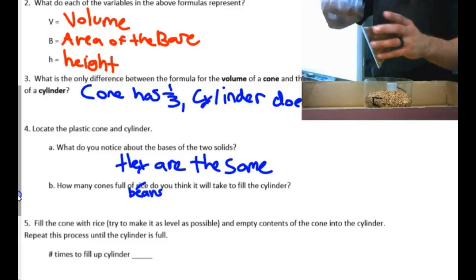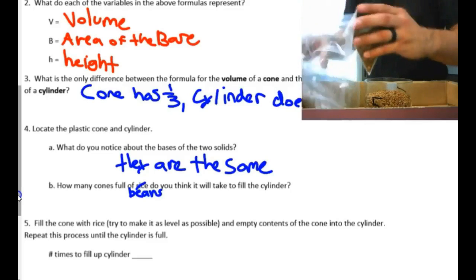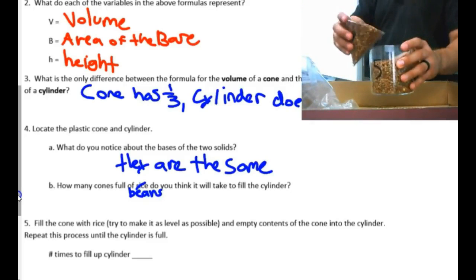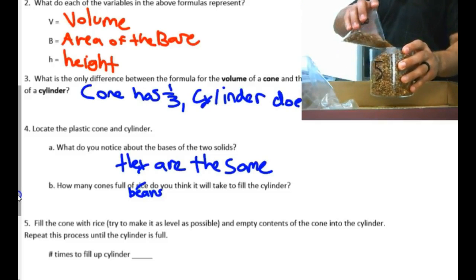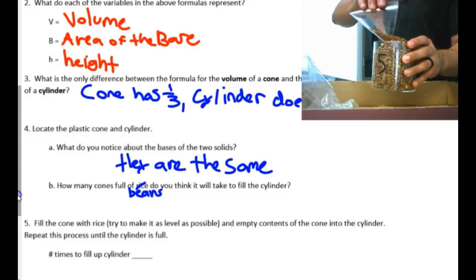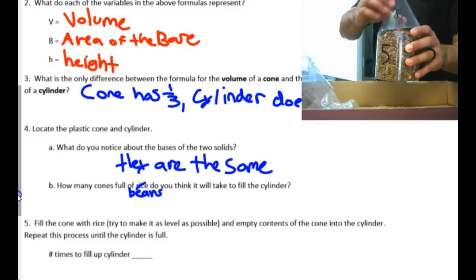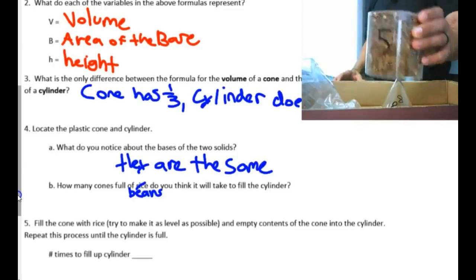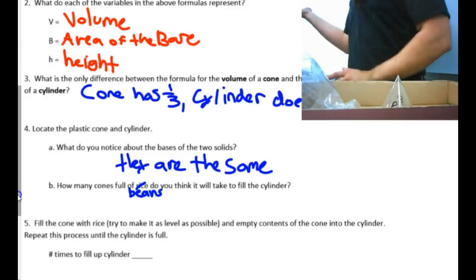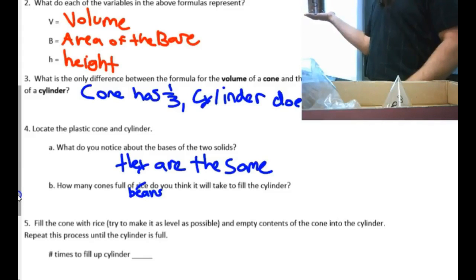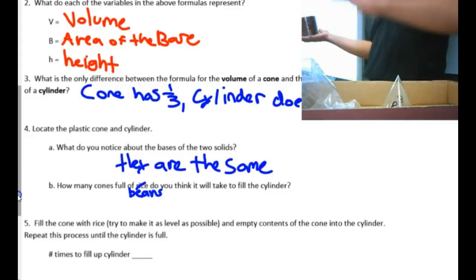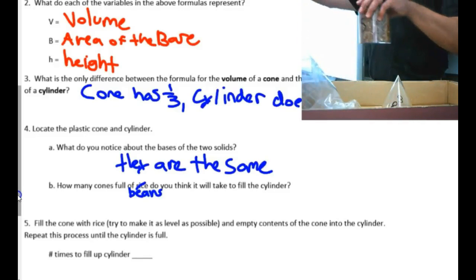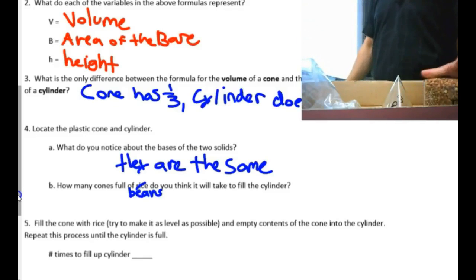All right. There we go. All right, so we got my 3rd cone into my cylinder. Okay, let me just try to even it out. And look at that, all the way to the top, full of beans, okay? Now, how many cones filled up the cylinder? 3. All right, so, very good.